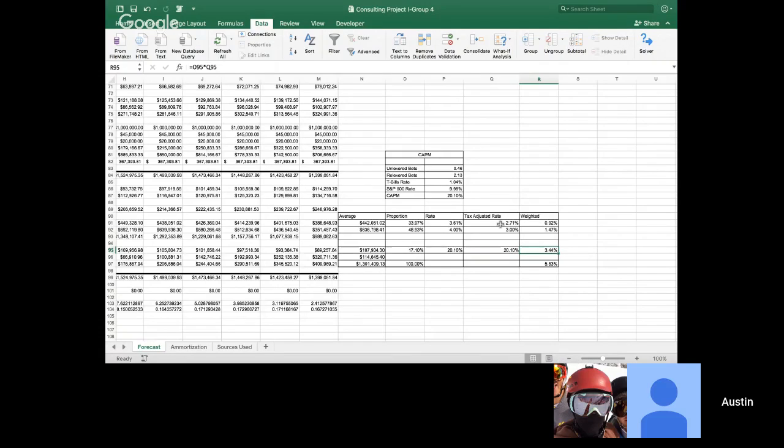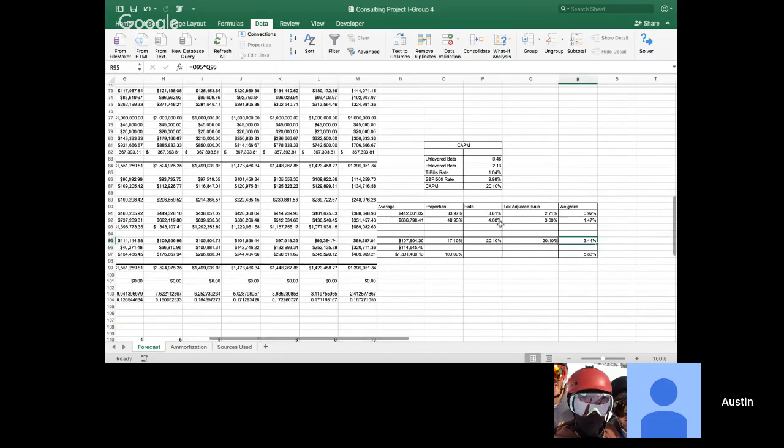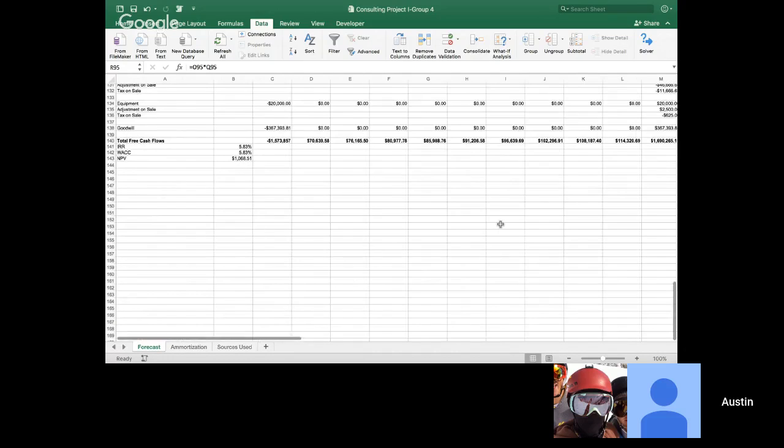After doing all the computations, we came out with a WACC of 5.83%. Going off of that, that is what our investors are wanting as a return on investment, or that's what they're thinking to even it out.